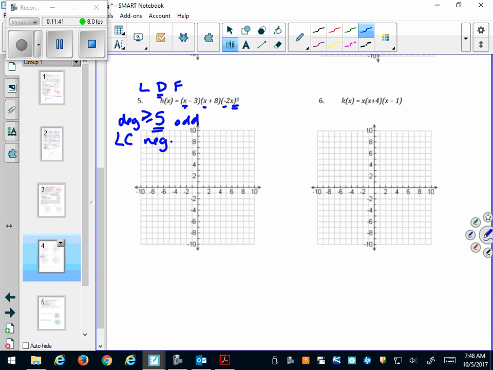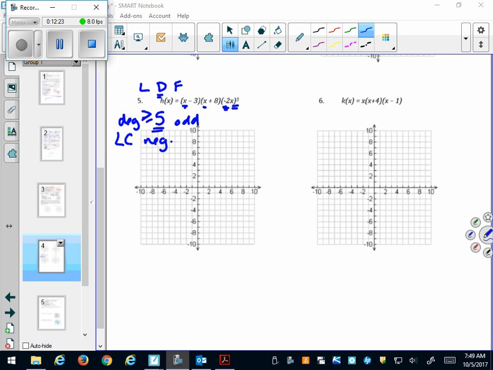So I did negative 2 to the third. It's going to give me negative 8, right? And then there's nothing to make it positive. It's just going to stay negative. We could multiply this out, right? And then actually get the leading coefficient. But you don't really need to, because factored form is a lot nicer for graphing, because we know the zeros right away. So leading coefficient is negative, degree is at least 5, so it's odd.